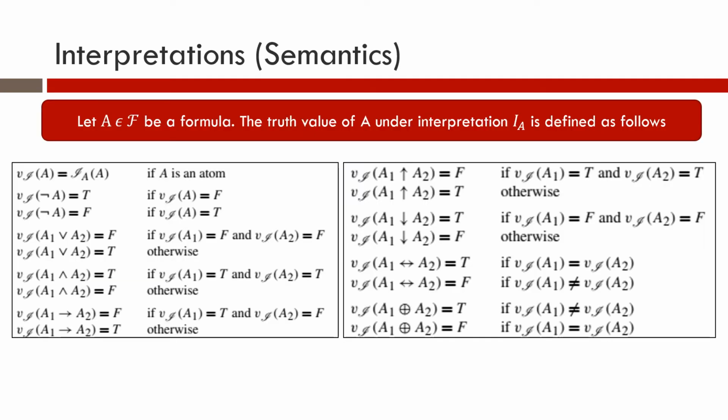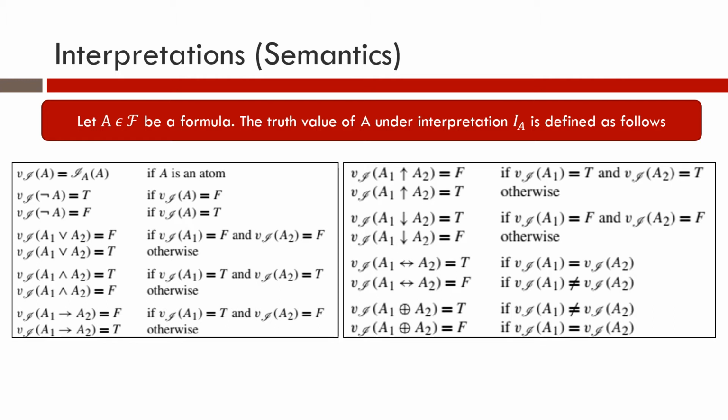Now, we will see the semantics of propositional logic. See, the semantics actually will tell us what the truth value of a formula A will be under interpretation, say IA. Okay, so it will tell us what will be the truth value of a formula which is formed by applying an operator to either an atom or two atoms. Okay, the basic formula. What will be the truth value of a basic formula, of a simple formula in propositional logic?